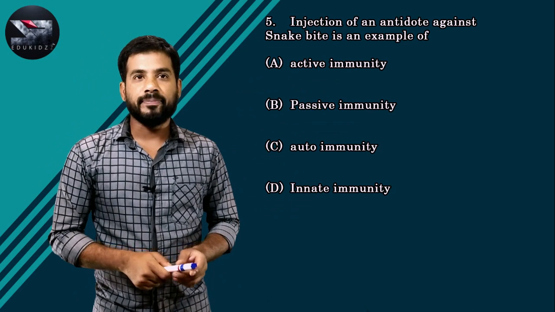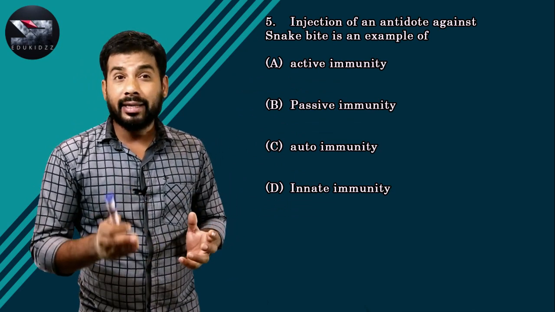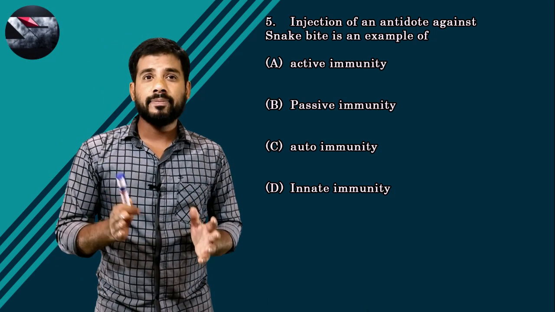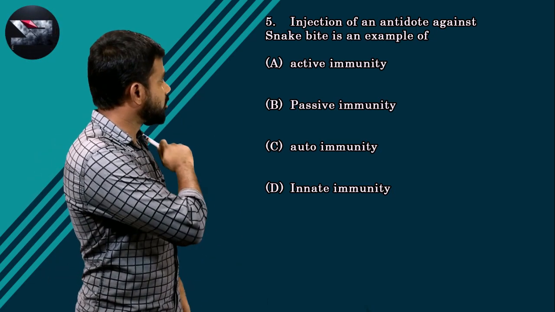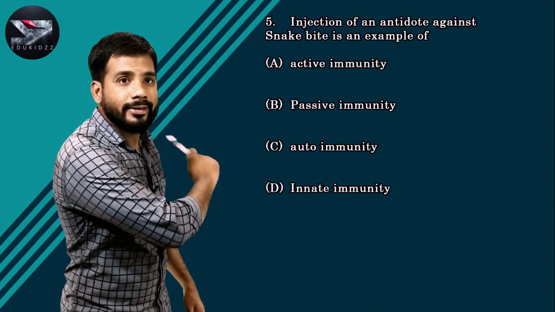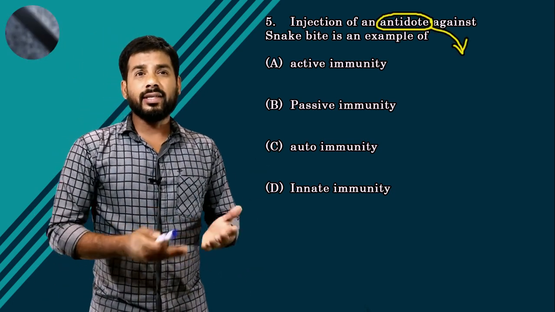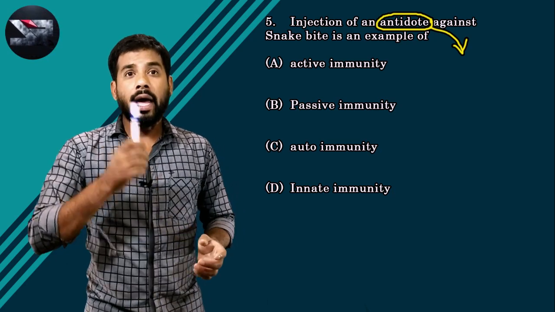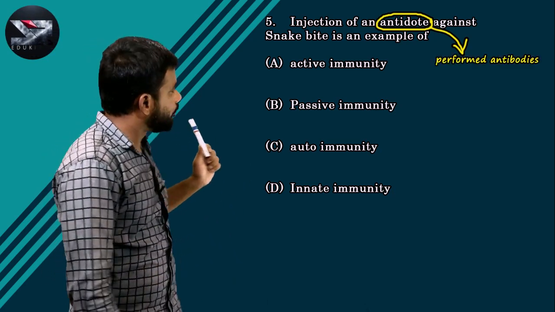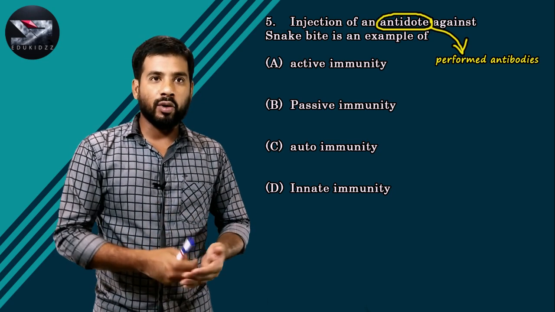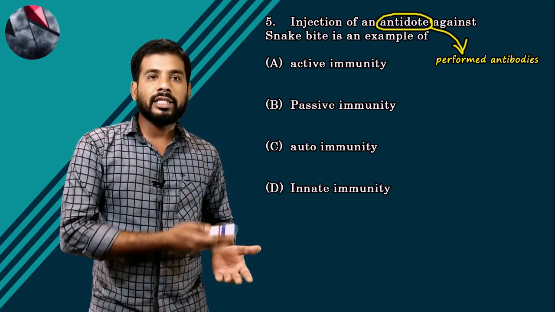So here in this question, injection of an antidote against snake bite is an example of, there are 4 options. Option A active immunity, option B passive immunity, option C autoimmunity and option D innate immunity. Now let us discuss what is this antidote. Remember, antidote is the preformed antibodies, which has prepared antibodies. Now let us study these options one by one.